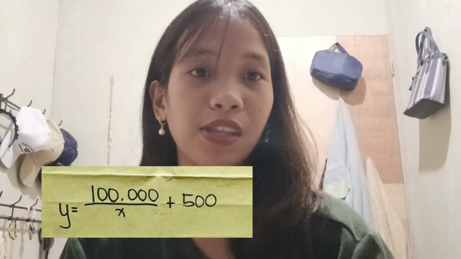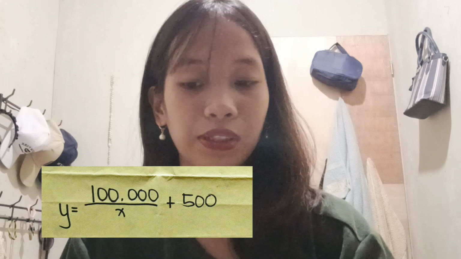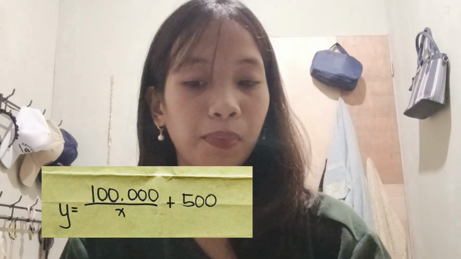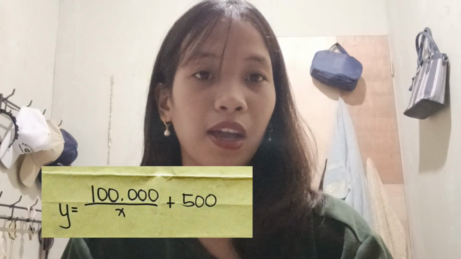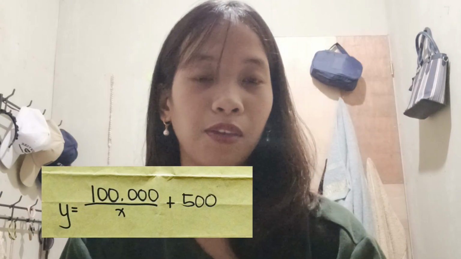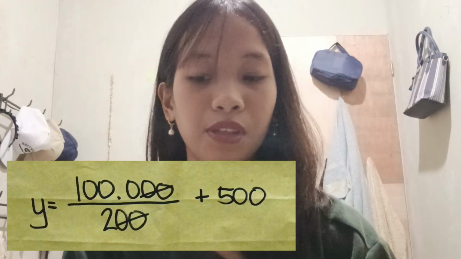So we have here y equals 100,000 over x plus 500, because 100,000 is the amount of budget for the relief goods, x is the total number of families in the barangay, and the philanthropist wants to supplement 500 to each family. So our x is equal to 200 because there are 200 families in the barangay. We are going to solve: y equals 100,000 over 200 plus 500.